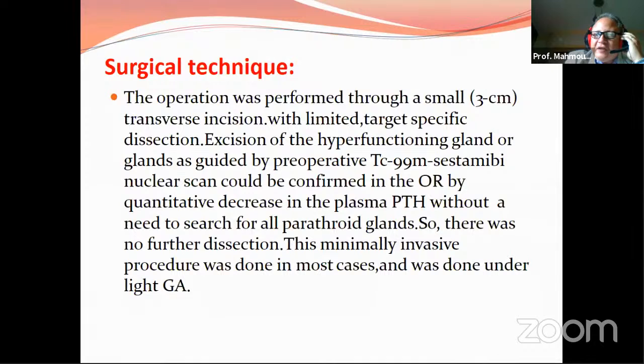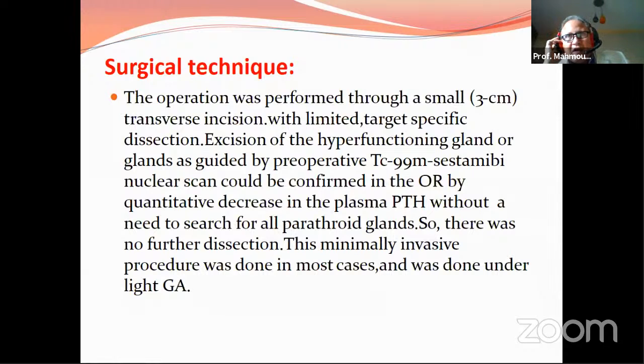There is target specific dissection between the strap muscles and the sternomastoid muscle with preservation of the recurrent laryngeal nerve and excision of the hyperfunctioning gland, which is usually purple or light brown in color, surrounded by the adipose tissue. We should be sure that the excised gland is the hyperfunctioning one and there is no other hyperfunctioning parathyroid tissue by the rapid parathyroid hormone assay, which is taken through a blood sample sent to the laboratory, and we are waiting for the result, which will be after 10 to 15 minutes.